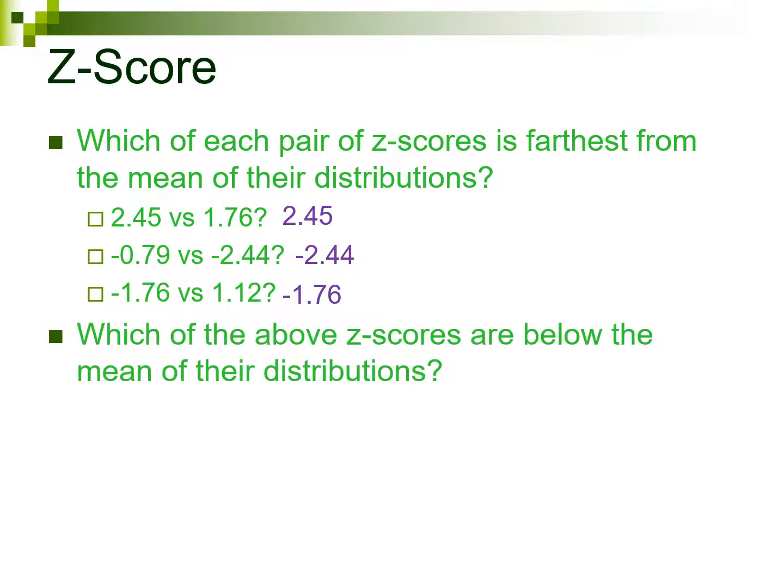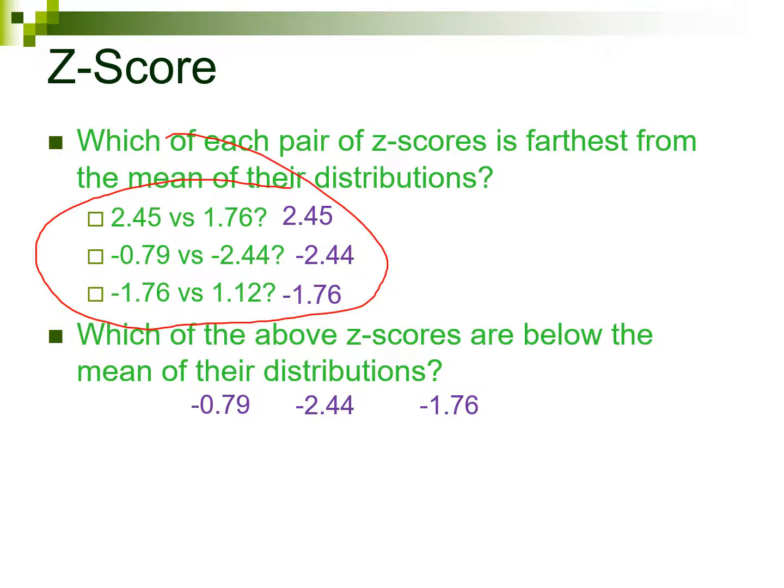And then which of the above z-scores are below the mean of their distributions? To answer this question, we just want to see which of these z-scores up top are negative. So we just look through for any negative values, and we can see that it would be the ones with these negative signs. So -0.79, -2.44, and -1.76 would be the z-scores that are below the mean of their distributions.